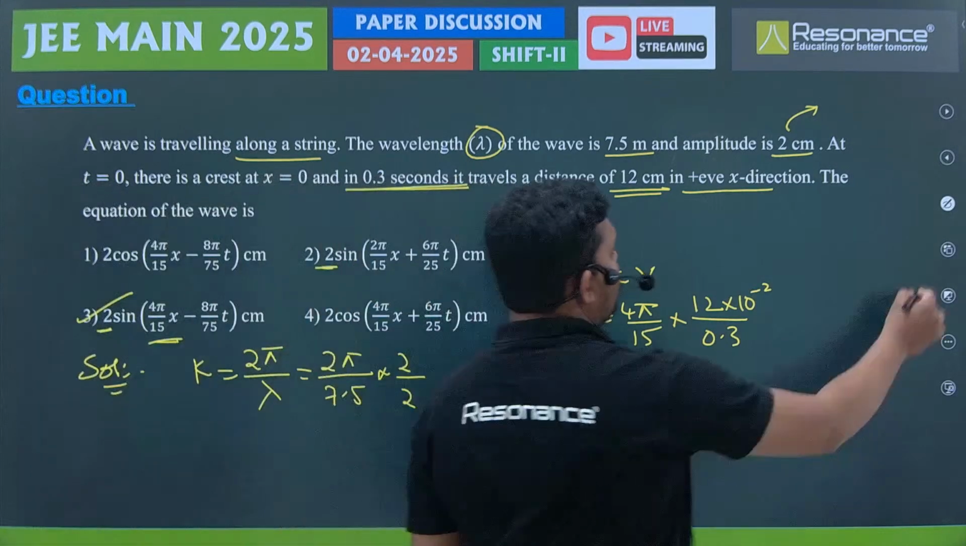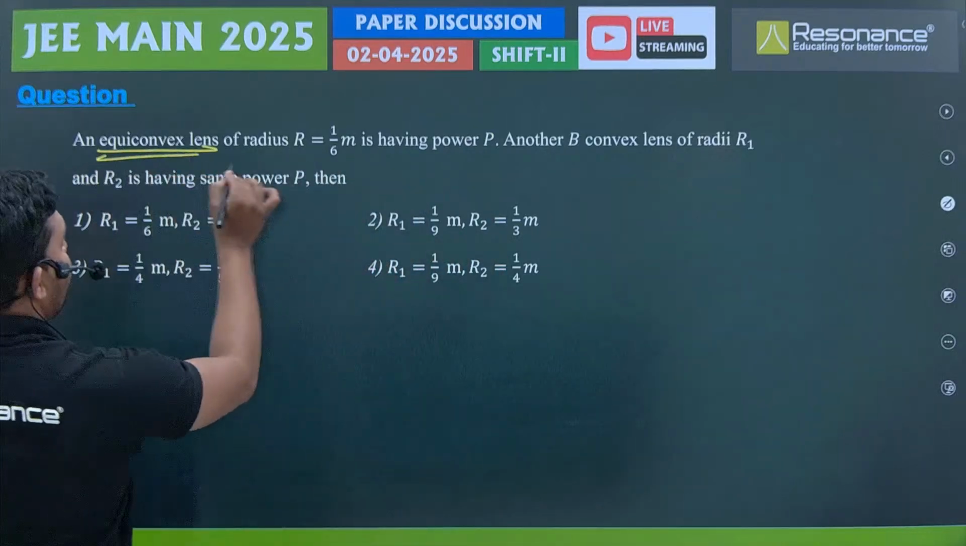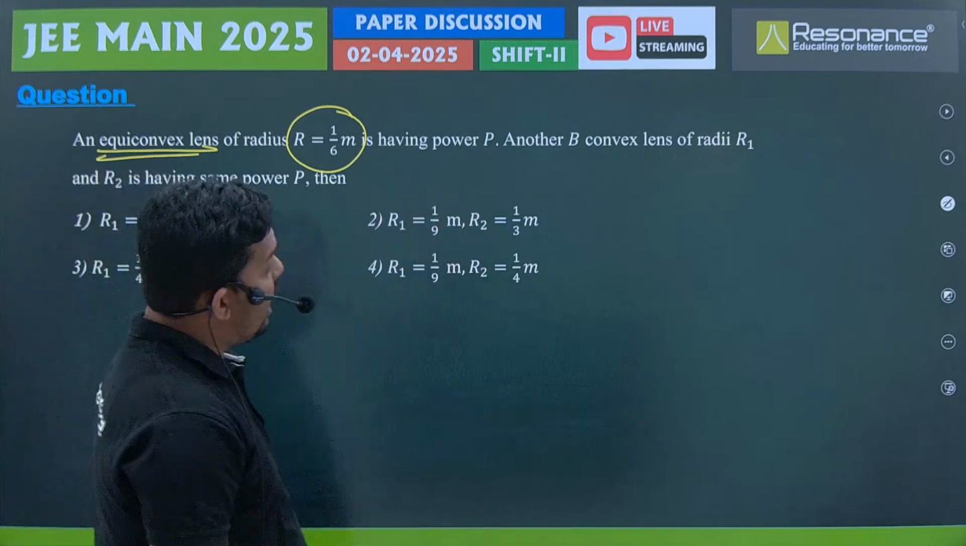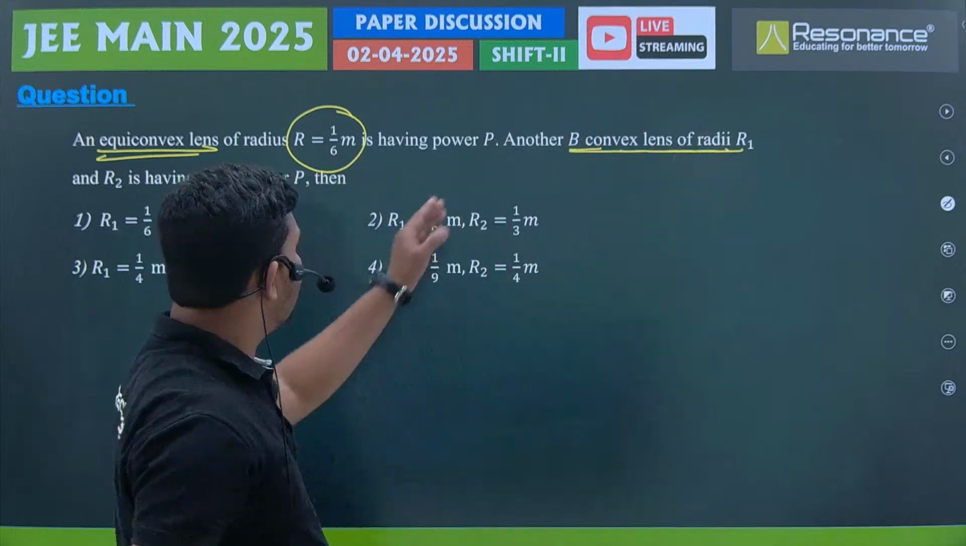Okay, now let's go for the next one. An equiconvex lens of radius 1.6 meter is having power P. Another lens is there, its name is B, he has given.